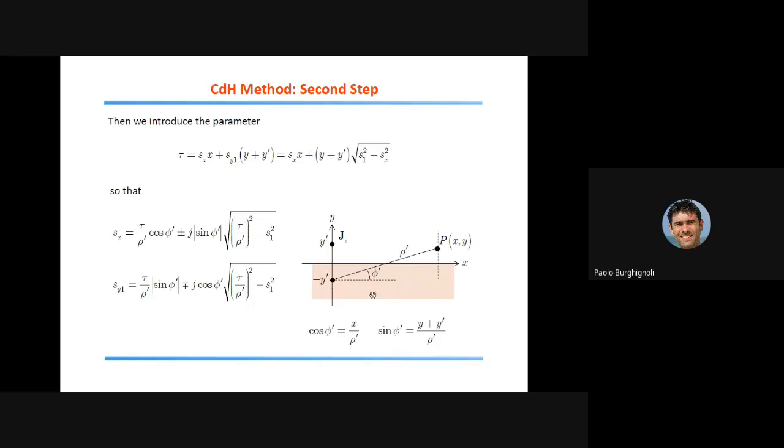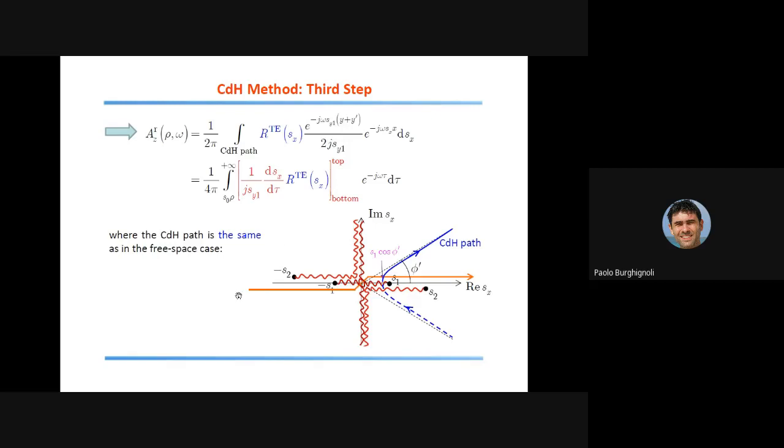Okay, introducing these polar variables is useful in order to write compactly the equations and also to interpret them, as we will see. Once we have introduced this parameter, we change the integration path from the original orange one to the Cagniard-de Hoop path, exactly the same path we have already discussed for the free space case. The only difference is in the integrand, which now also involves the reflection coefficient, because here we have an interface. Everything else is the same.